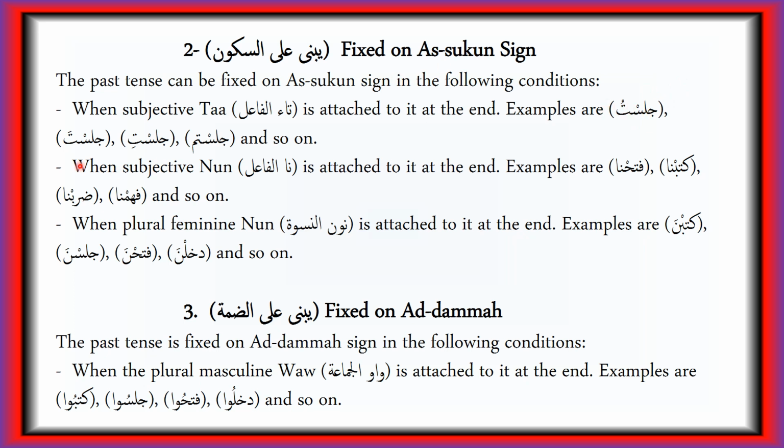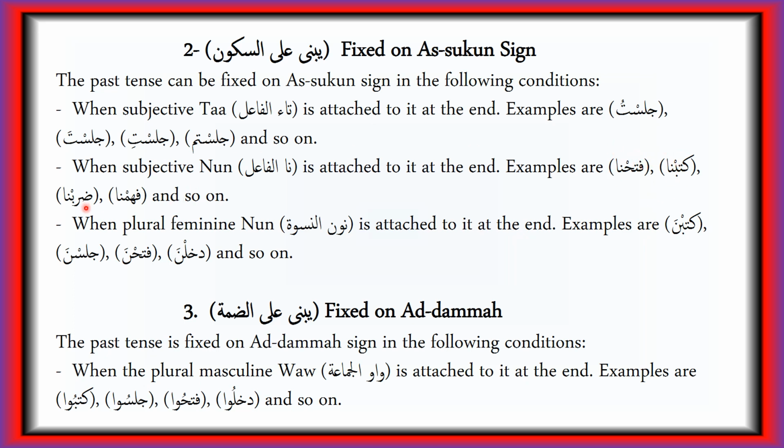When the subjective na al-fa'il is attached to it at the end, examples are فتحنا, كتبنا, ضربنا, فهمنا, and so on. See that all of these verbs have na al-fa'il attached to the end. For example, فتحنا has na attached to the end, كتبنا has na attached to the end, etc. So they all take a sukun.